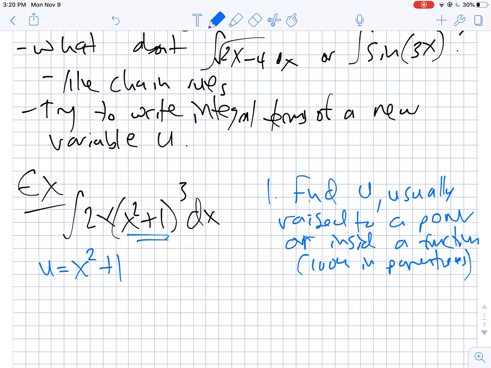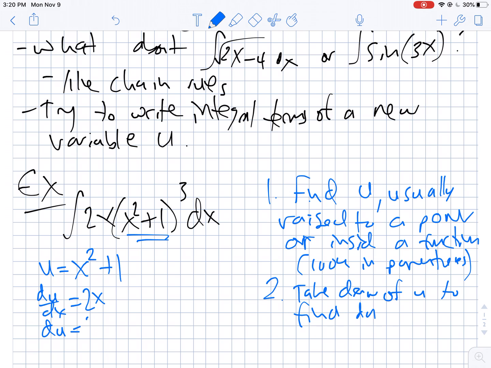All right, now the second step is to take the derivative of your u to find du. So when I take the derivative here, du dx would be just 2x. So if I solve for du, du is 2x times dx. So just kind of multiplying the dx to the other side.